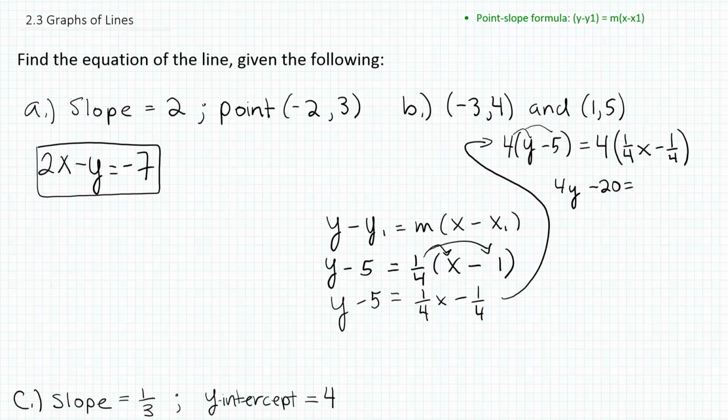And then it'll be equal to, here the 4 will multiply here to cancel out with the denominator, just giving you 1x. And then the 4 will multiply there to give you 4 times 1/4, or in other words, minus 1, right? Because 4 times 1/4 is just 1.